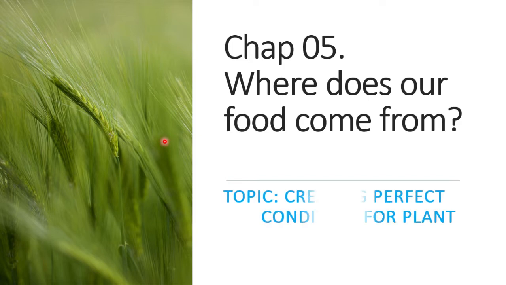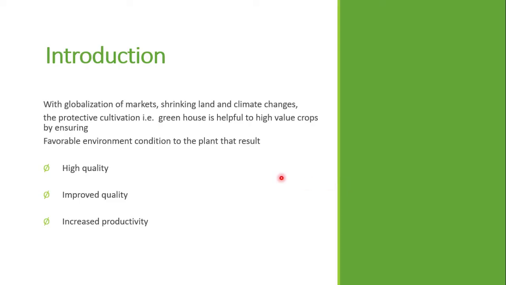Our today's topic, creating perfect conditions for plants, from chapter number 5, Where does our food come from. Students, we already know that we all depend for our food on plants. So what are the perfect conditions for growing a plant? Before discussing in detail, we will see what are the perfect conditions and why there is a need for protective cultivation or greenhouse.